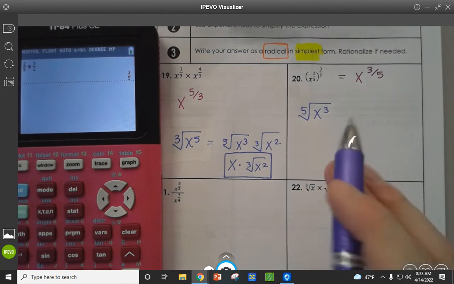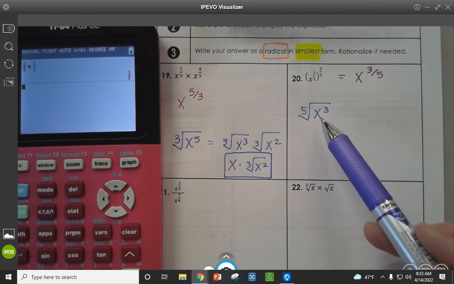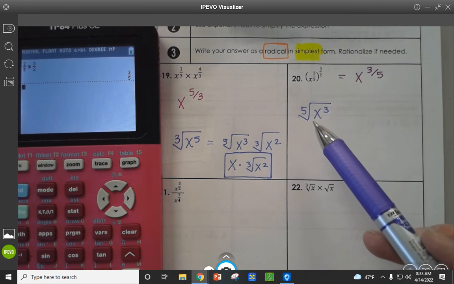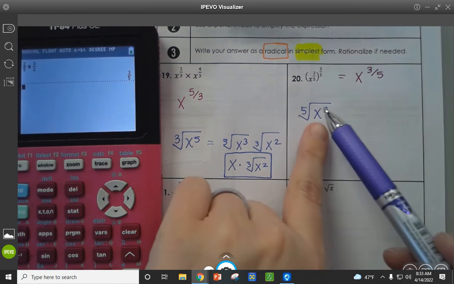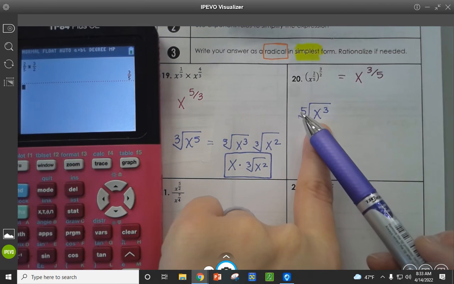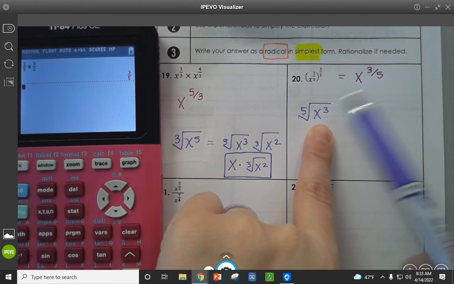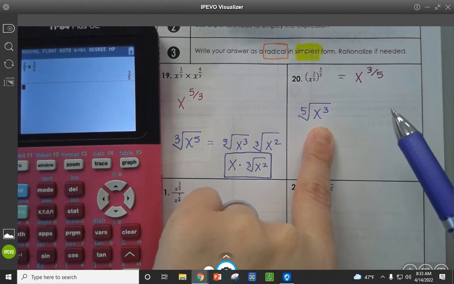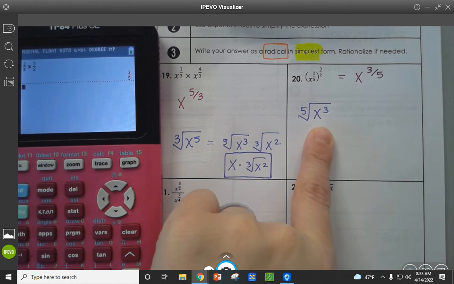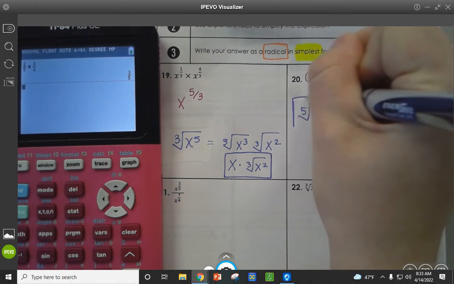Now this one, can I break this one down at all? No, because my exponent inside is actually smaller than my root. So I could not move out any x's and get a multiple of 5. So this one is simplified.